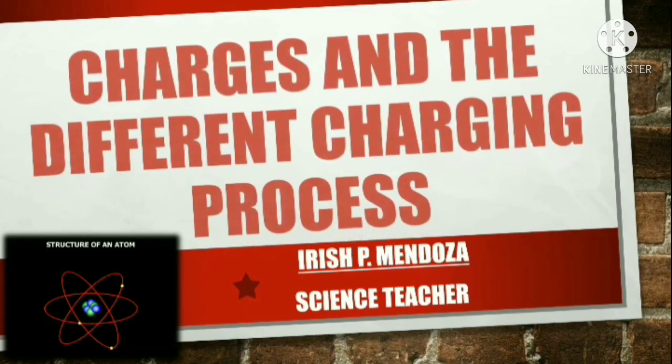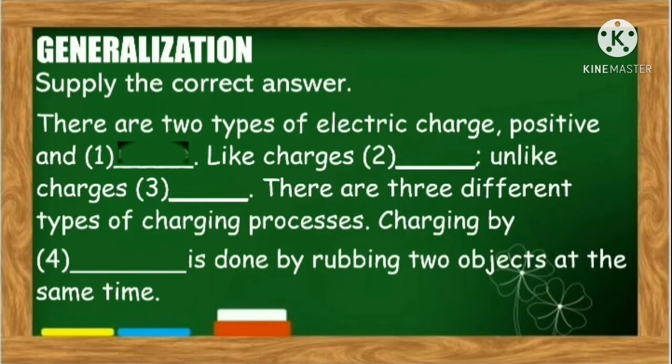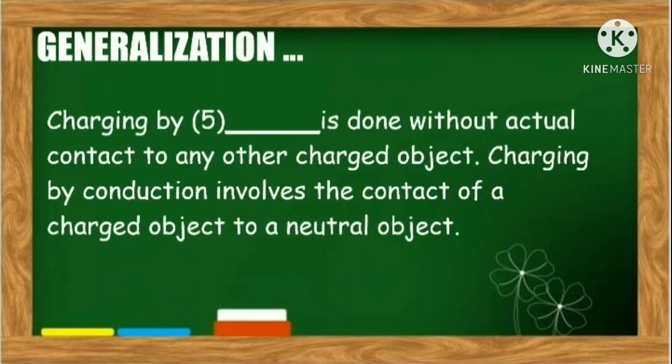There are two types of electric charge, positive and negative. Like charges repel and unlike charges attract. There are three types of charging processes. Charging by friction is done by rubbing two objects together. Charging by induction is done without actual contact to any other charged object. Charging by conduction involves the contact of a charged object to a neutral object.